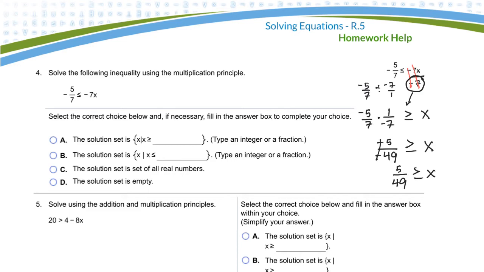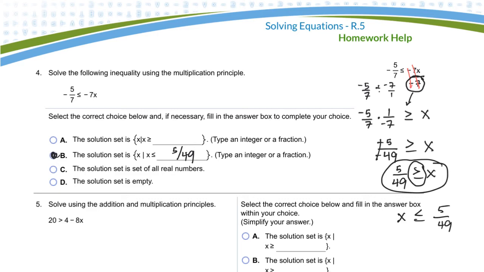Now if I have this, it's written backwards, so I want to flip it over. I can flip and put the x here and the 5 over 49 here. But when you switch sides like that, this inequality changes. So it'll be less than or equal to 5 over 49. So I'm going to use this one right there, 5 over 49.